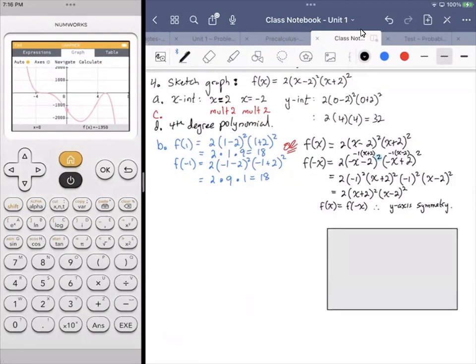You have a parabola, so degree 2. It's either going to be a downward facing parabola or an upward facing parabola. But the key here is if it starts low, it ends low. It starts and ends the same way. Where the odd degree polynomials, if it started high, it ended low. If it started low, it ended high.